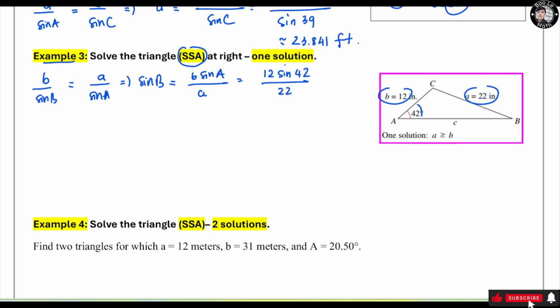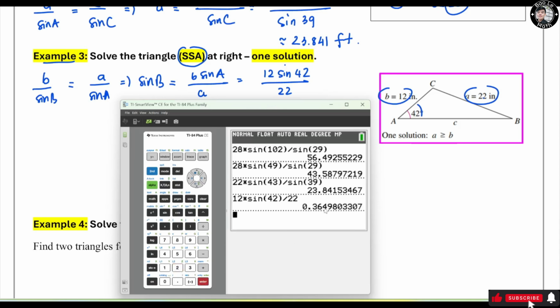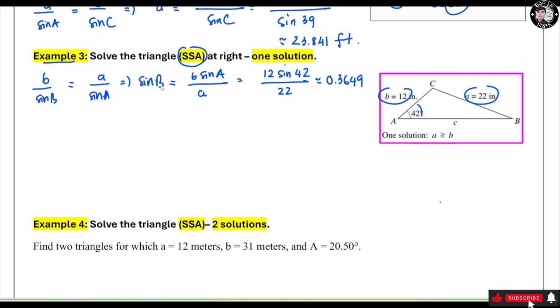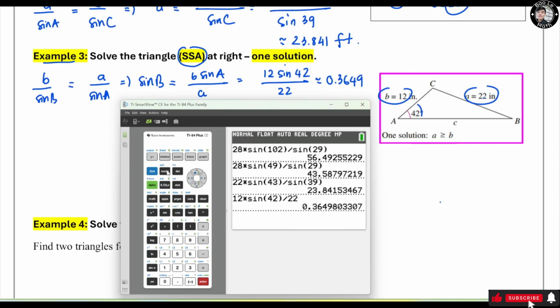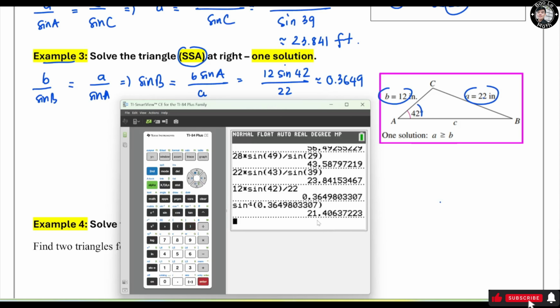Now we're going to bring up the calculator. It could be 0.3649. Now we need to solve for angle B, so we need to take the inverse sine of both sides. So the measure of angle B equals inverse sine of 0.3649. We're going to press second sine inverse right here, pick this one, press enter, then close the parenthesis and press enter. It's going to be approximately 21.4 degrees.